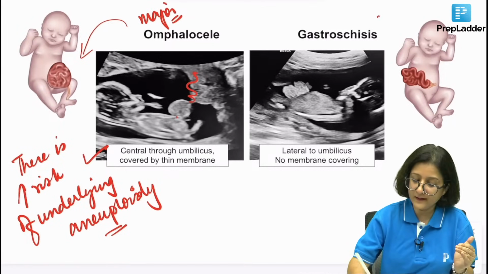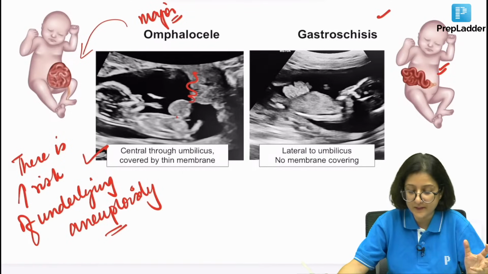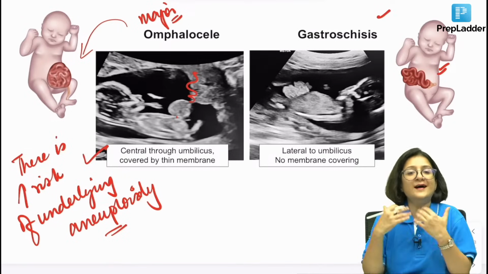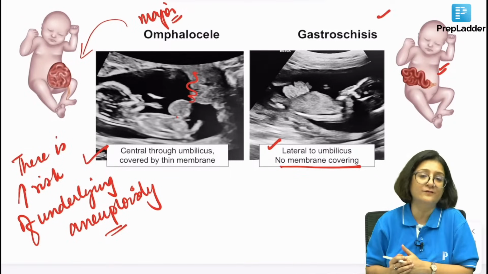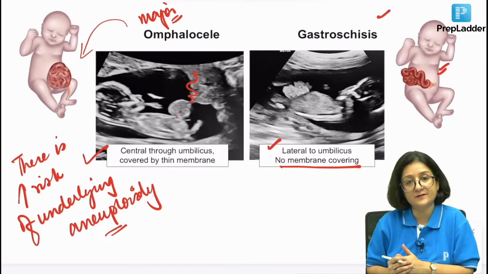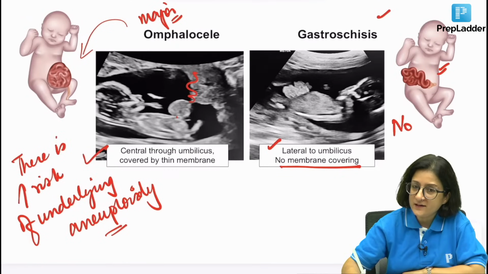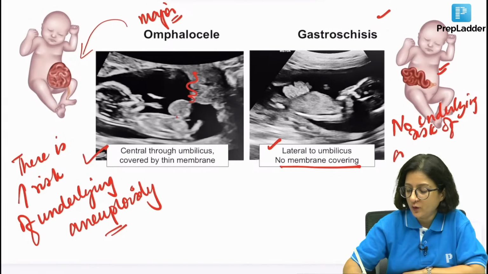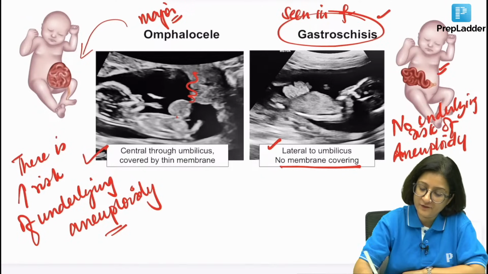Right. Now, on the right is gastroschisis, right? They will tell you that there is a defect lateral to the umbilicus. If they give you such an image, they will have to tell you some extra information that it is lateral to the umbilicus and there is no membrane covering it. That is gastroschisis, right? Now, please remember here, very importantly, that there is no underlying risk of aneuploidy, and this is one anomaly which is seen in fetuses of younger mothers.